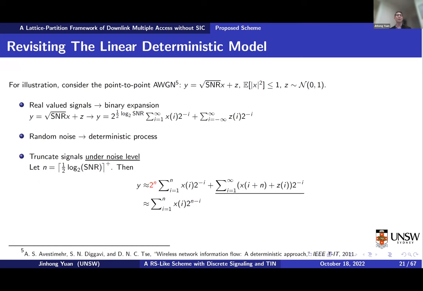Okay. Now let's revisit what has been proposed by David Tse and his group on this linear deterministic channel model.